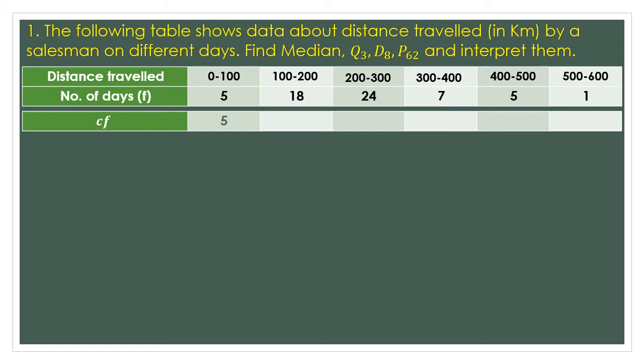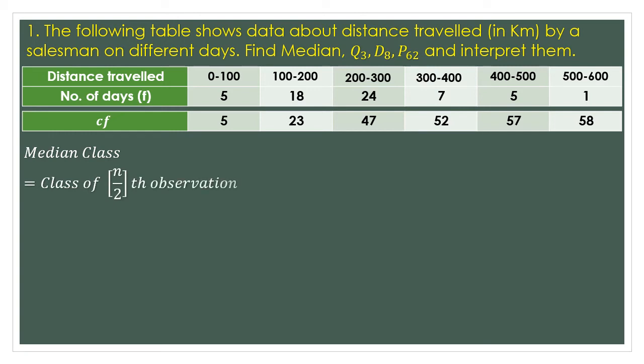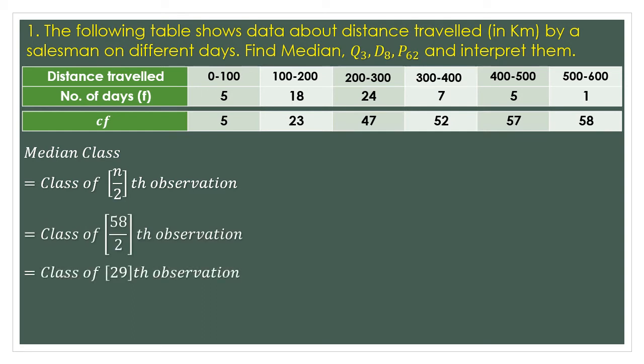Starting with calculation of CF, that is 5, plus 18 is 23, plus 24 is 47, plus 7 is 52, plus 5 is 57, plus 1 is 58. Moving on to the first thing, that is the median class. Now because this is a continuous frequency distribution, we will take just n, and it's a median, so divide by 2. So n is 58, so 58 divided by 2 will be the 29th observation. Now from the cumulative frequency you can see the 29th observation lies in the CF 47, and CF 47 belongs to the class of 200 to 300. So the 29th observation lies in the class 200 to 300.